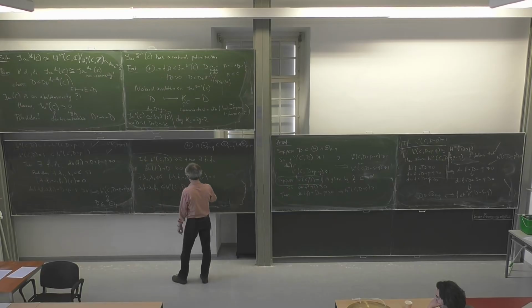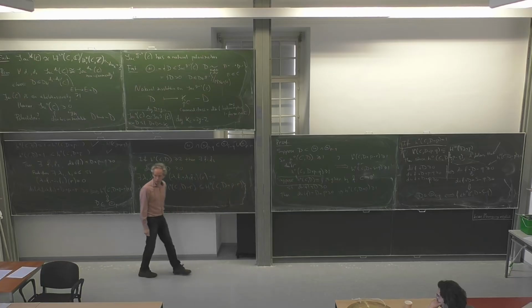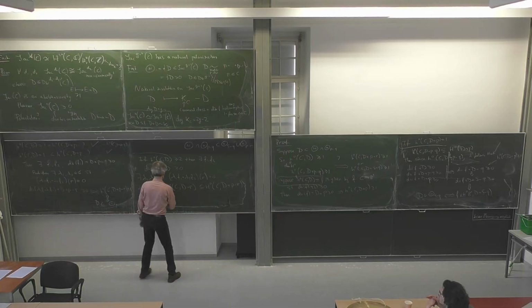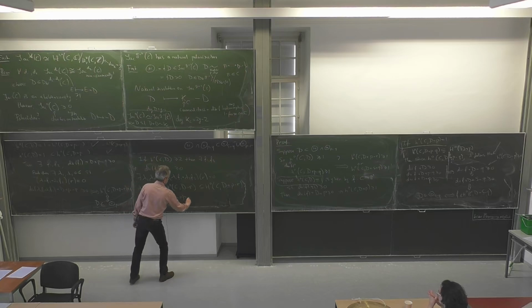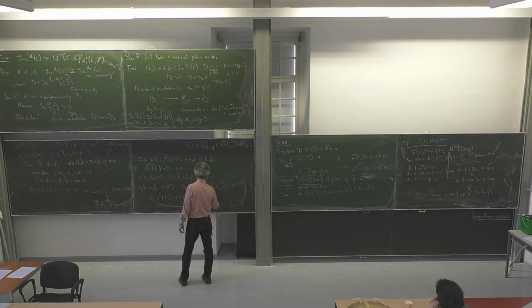But this is, of course, a subset of D plus P minus R, because I didn't even need the pole at P. Okay? Which implies that h^0 of D minus R is at least 1, which is equivalent to saying D lies on the theta divisor.